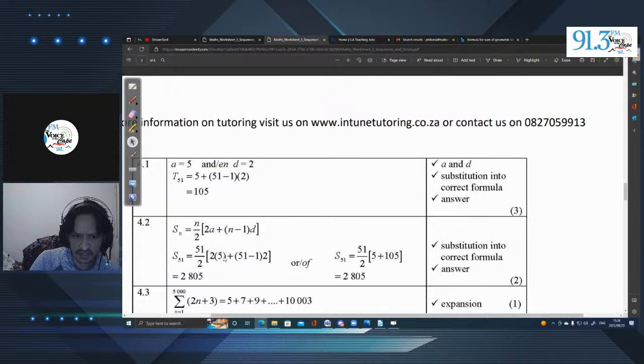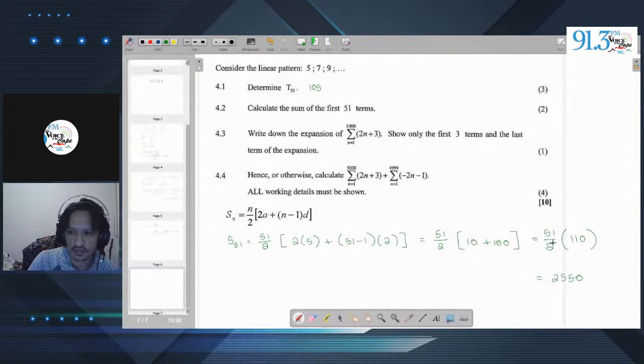2 times 5 is 10. 10 plus 100 is 110. If I go 110 times 51 divided by 2, oh, I might have made a mistake. Did I say 50 in the term here? I may have, okay, let me just double check. 51 divided by 2 times 110. Oh, sorry, it is 2,805. I made a mistake on the calculation. Right, so all of this is right. I just inputted my final values incorrectly, and that's why I got the answer wrong. So there we go, 2,805.